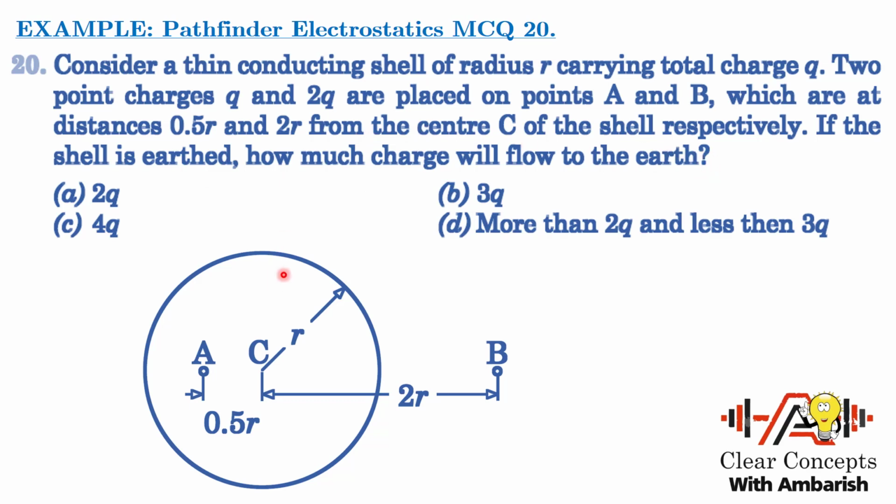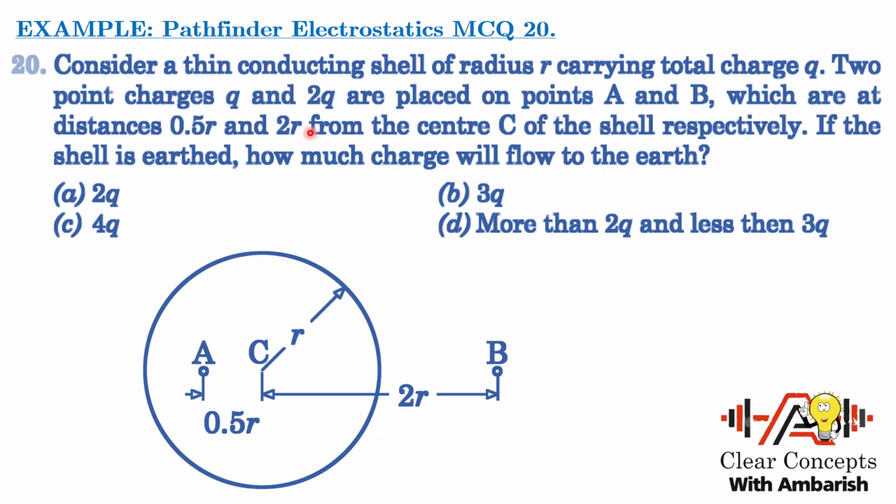Now here is the problem. This is a thin conducting shell, and it is given a charge q. Inside, at point A, we have put a charge q, and outside, at point B, we have put a charge 2q. Now what will happen? By shielding, that we learned, for this charge q there will be some cavity charge minus q distributed on the inner surface of the cavity. So this q and that minus q will lead to zero field everywhere outside this.